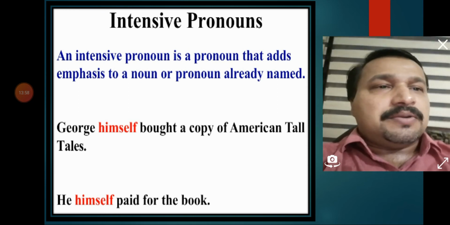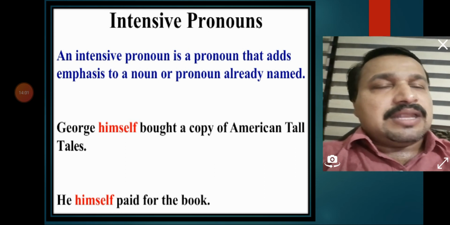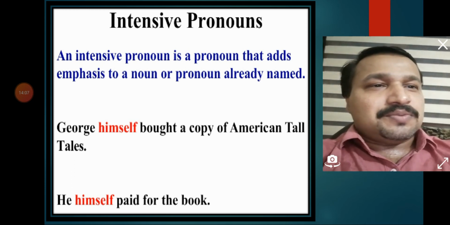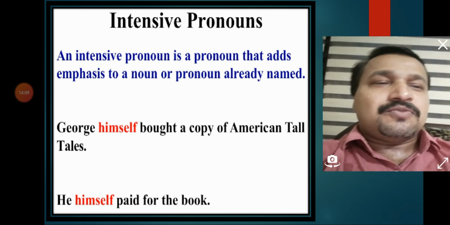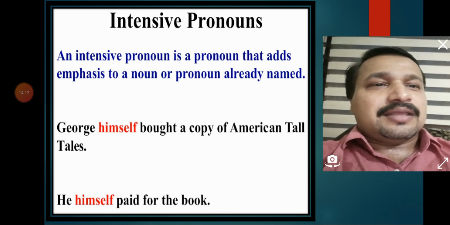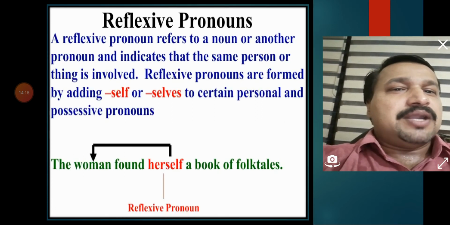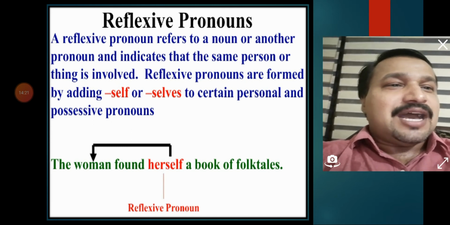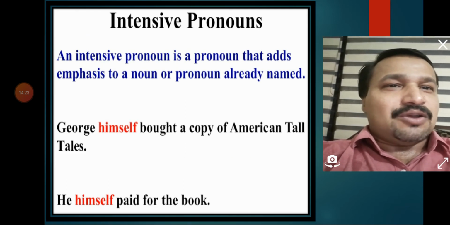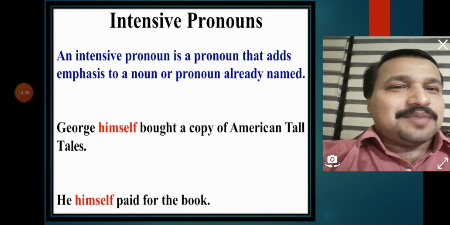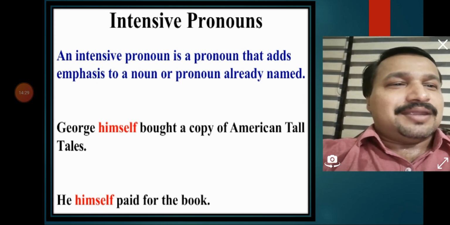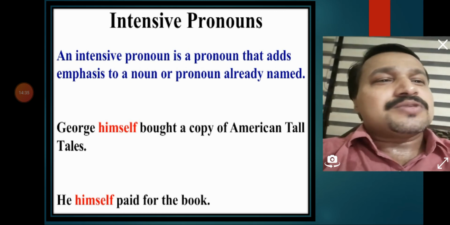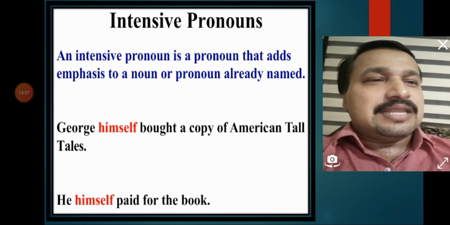I think you may have a doubt here: when the self form is used with intensive or reflexive pronouns, how can we recognize that? It's very easy. The first one, I think you have seen, is the position. The woman found herself. There, herself comes in the place of the object after the verb. See the position of intensive pronouns. George himself bought a copy. There, himself comes before the verb, or closer to the noun it qualifies or says about.